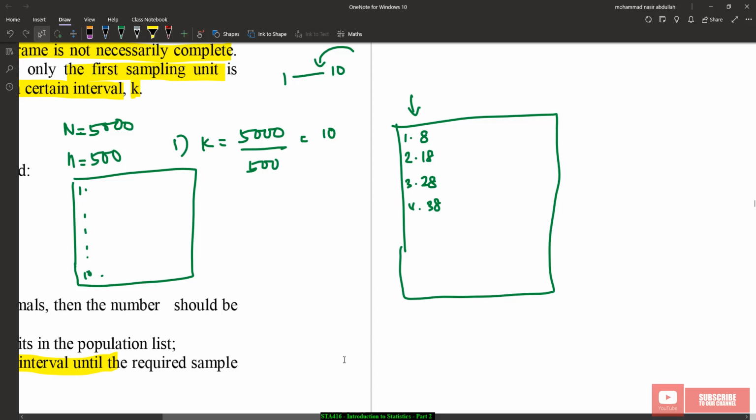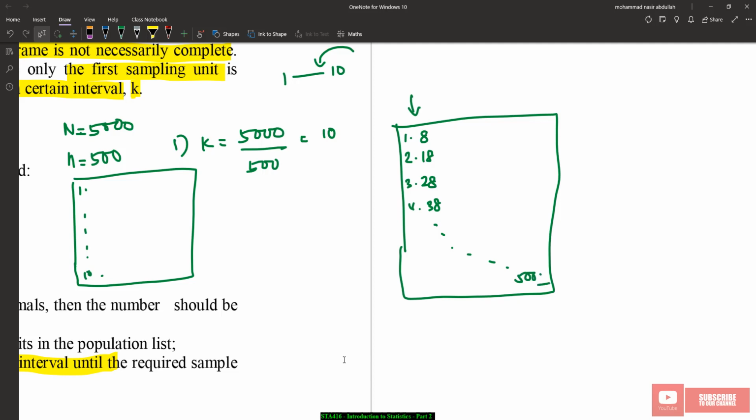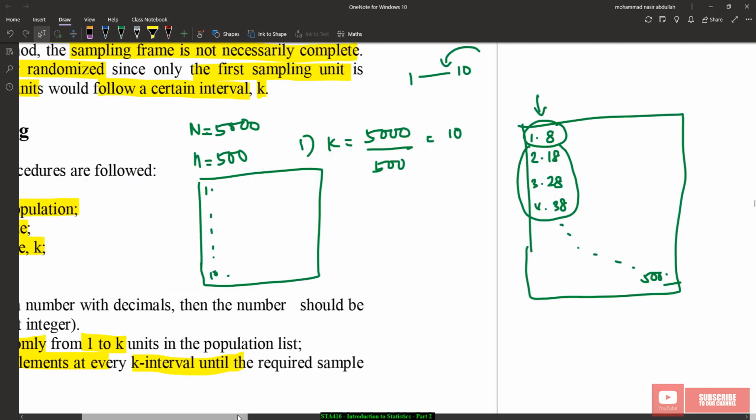So that's why if we look here, we have to fulfill until 500. Only the first sampling unit is random, taken randomly. The next sampling units are taken by using the k interval.